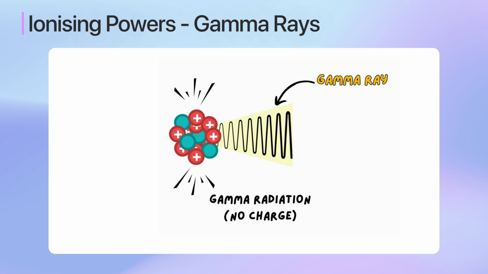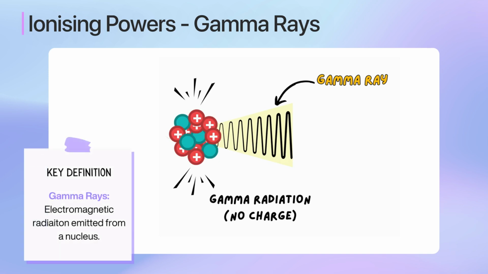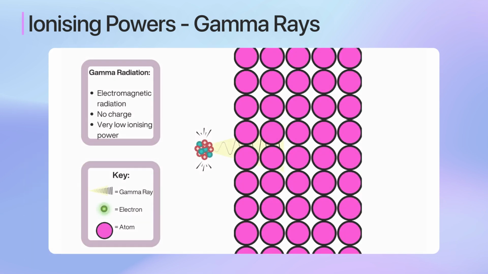Gamma rays are very different from alpha and beta particles. They are electromagnetic waves with no mass or charge, which means that they interact less directly with atoms. Gamma rays can still cause ionization by transferring energy to electrons within atoms, but because they lack mass and charge, their ionizing power is significantly lower than that of alpha and beta particles.